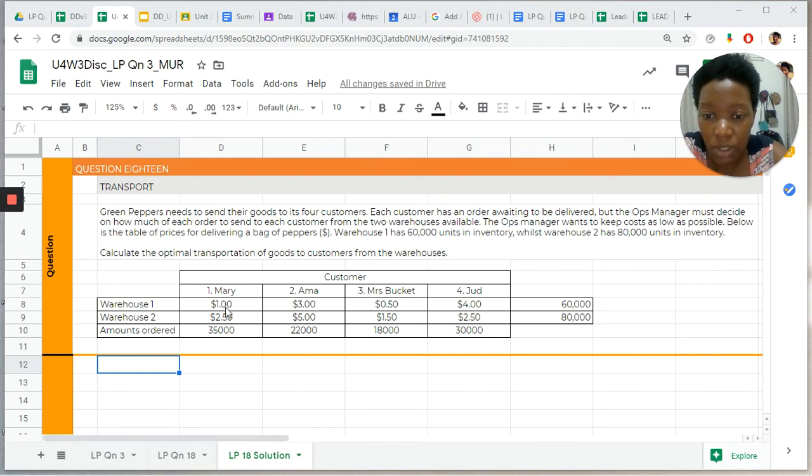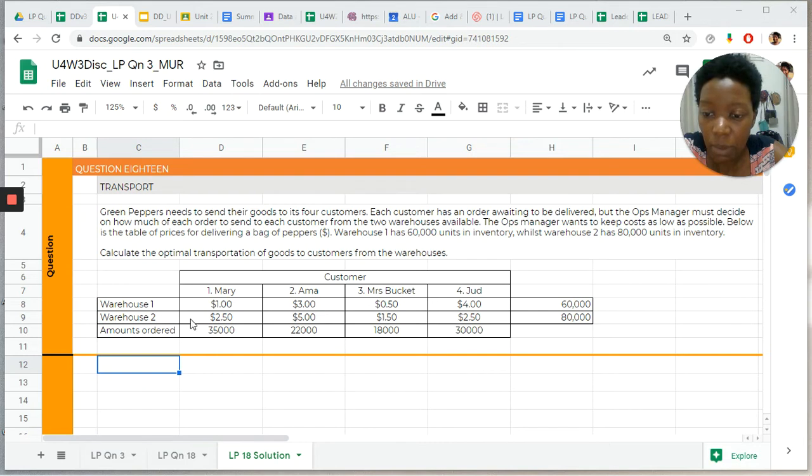Mary from warehouse 1, it would cost $1. To deliver to Amma, it would cost $3. To Bucket, it would cost 50 cents. To deliver to Jude, it looks like Jude is the furthest from warehouse 1, it would cost $4. These are the costs to get to these customers from warehouse 1. At the end of the row, we've got the number of units in warehouse 1. So it says in the question, warehouse 1 has 60,000 units in inventory. So in total, they have 60,000 green pepper bags in inventory.